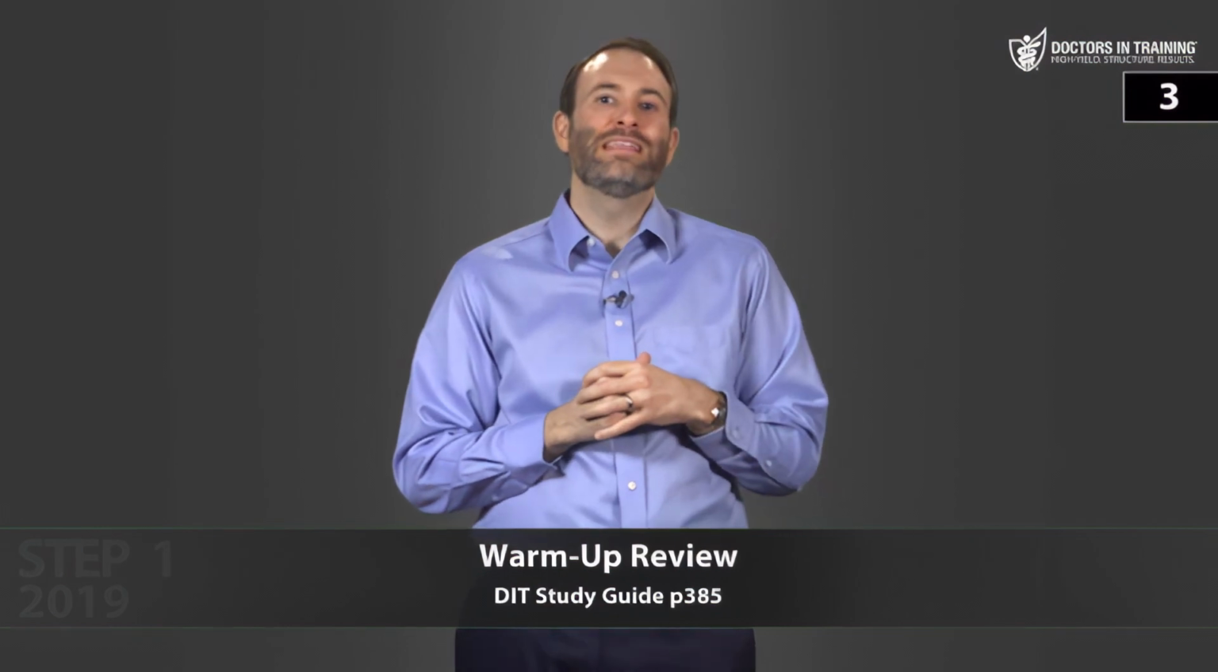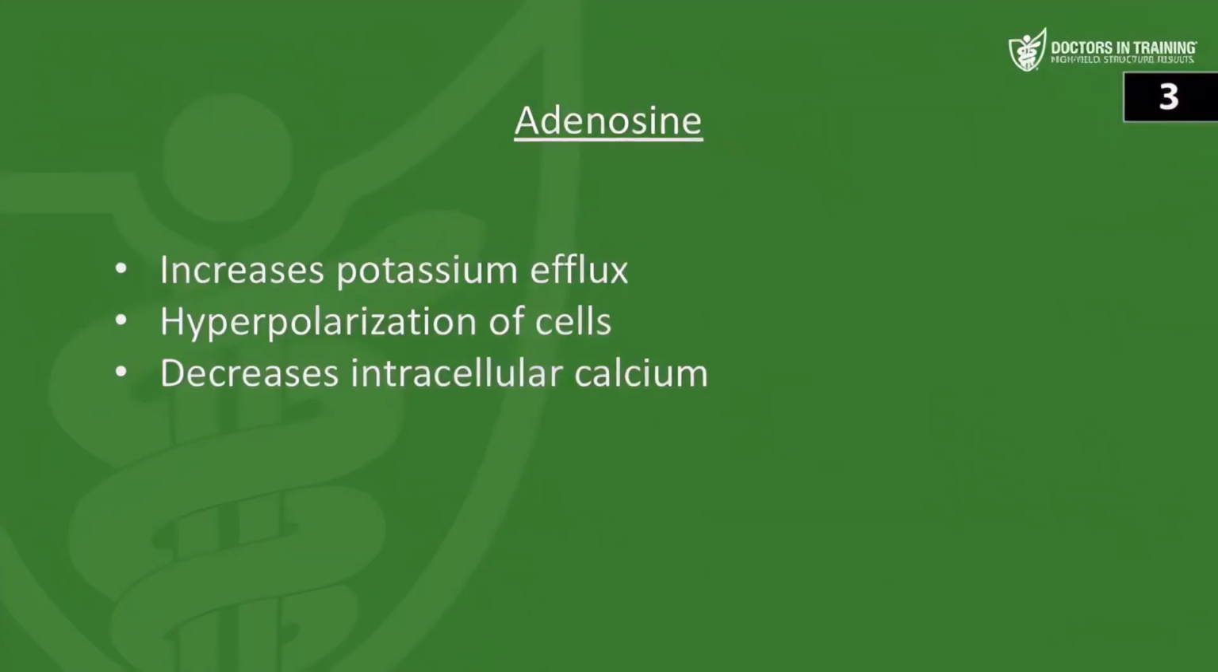Next, what is the mechanism of action of adenosine as an antiarrhythmic? So adenosine increases the outward potassium current, causing hyperpolarization of cells and decreasing intracellular calcium, so it basically stops the heart transiently. All right, that's it for the warm-up.